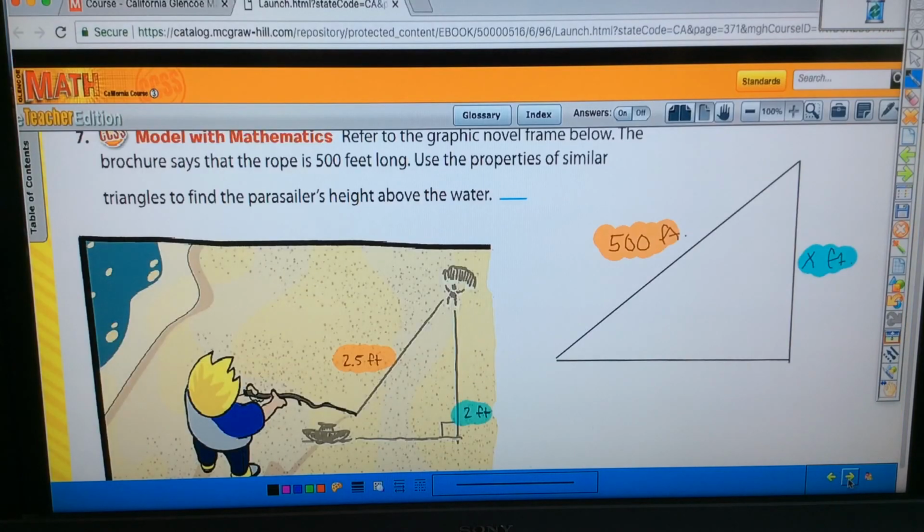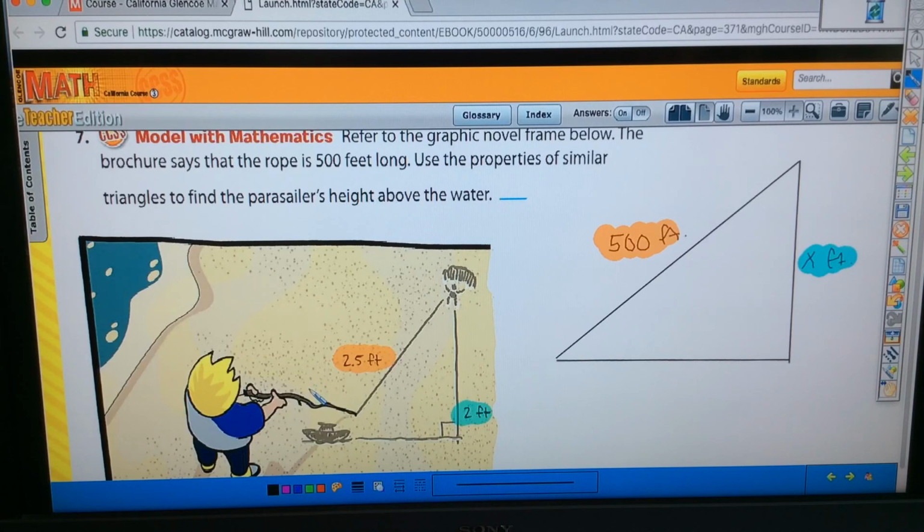Let's take a look at number 7. It says, refer to the graphic novel frame below. The brochure says the rope is 500 feet long. Use the properties of similar triangles to find the parasailor's height above the water. So the actual height.